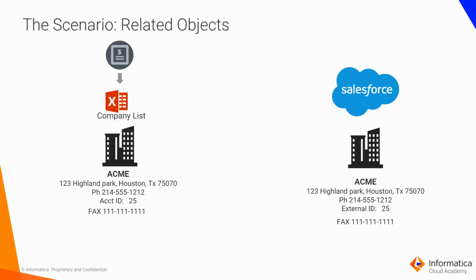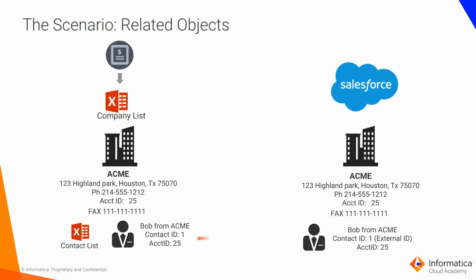To illustrate, let's continue on with the scenario we looked at previously. In addition to synchronizing account information from our billing system into Salesforce, we also need to synchronize contact data. As an example, here is a contact, Bob. Bob is associated with the Acme account. You will notice that Bob has a contact ID, which is 1. And he also has an account ID, which is 25. This is the account ID of the Acme company. This is how Bob is linked back to Acme in my billing system.